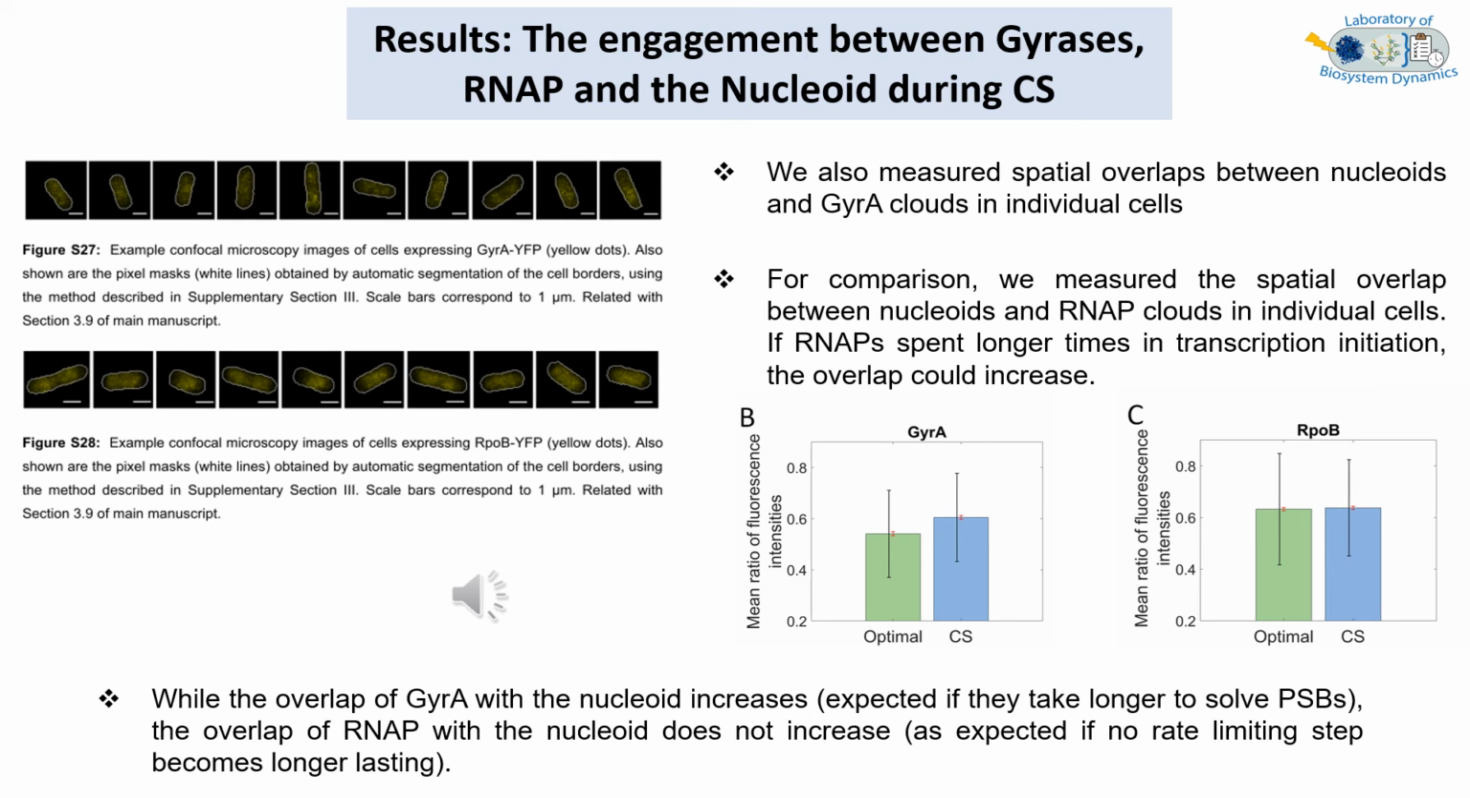Meanwhile, for the RNA polymerase, measured by the beta subunit, that didn't happen at all. So somehow, I think that this is indicative that the way that the RNA polymerase interacts with the DNA did not change very much. Meanwhile, the way that the gyrase interacts with the DNA changed significantly. Again, supporting the idea that supercoiling is being significantly disturbed during cold shock.